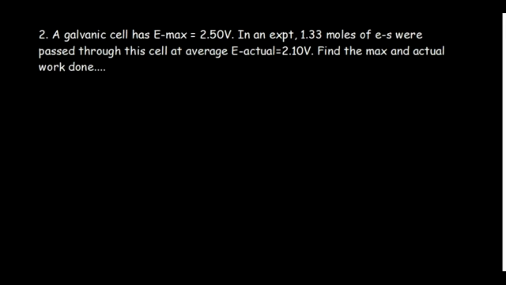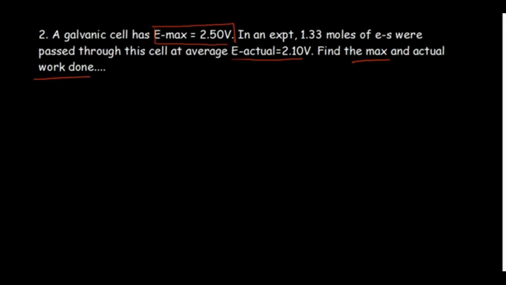Second question says a galvanic cell with a maximum cell potential of that. Of course, that is our standard cell potential. In an experiment, 1.33 moles of electrons were passed through this cell at an average cell potential. Then you're asked to find the maximum and the actual work done.